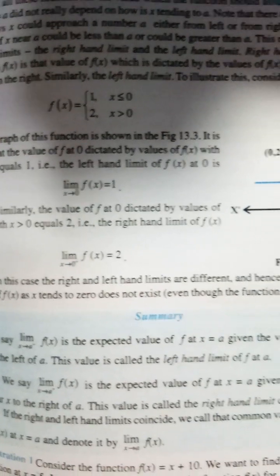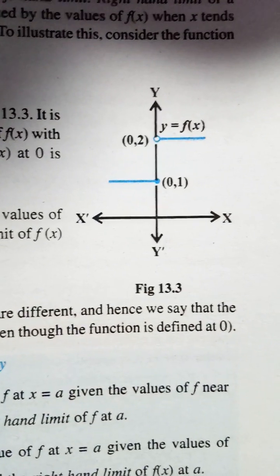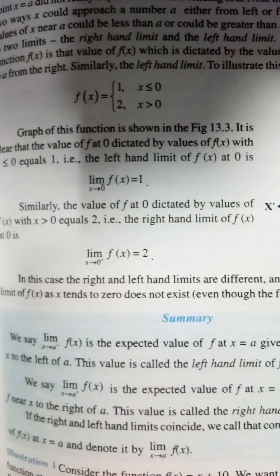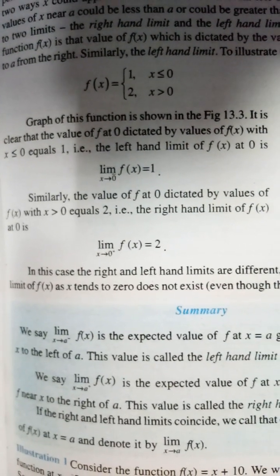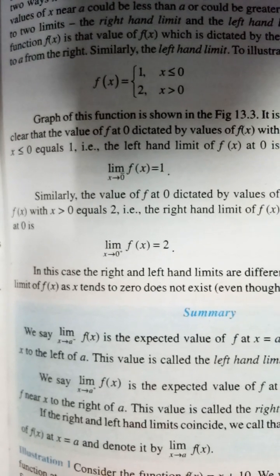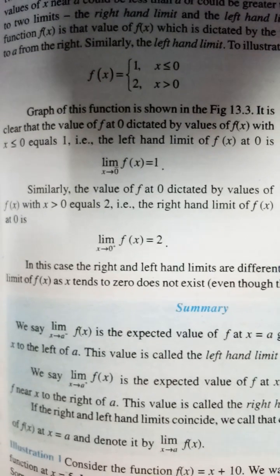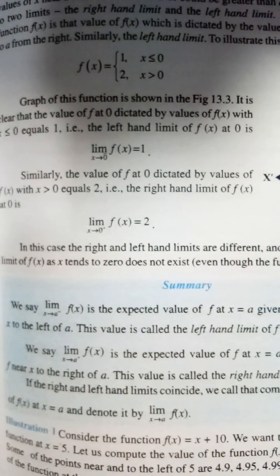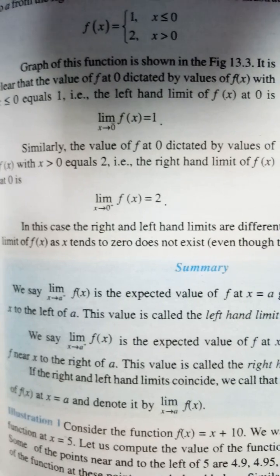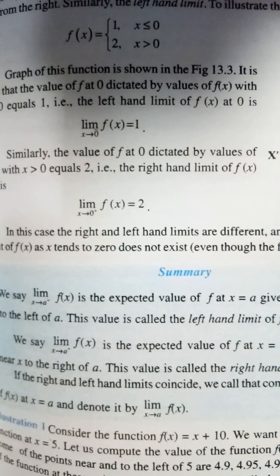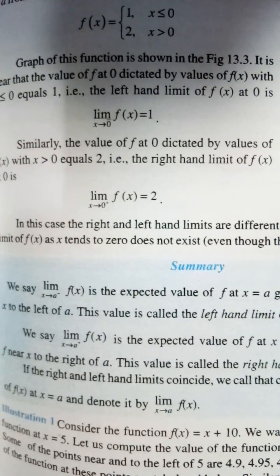To illustrate this, consider the function f(x). Here is the graph of this function, shown in figure 13.3. It is clear that the value of f dictated by the values of x with x less than 0 equals 0, i.e. the left hand limit of f(x) at 0 is 0. Similarly, the value of f(x) dictated by values of x greater than 0 equals 2, i.e. the right hand limit of f(x) at 0 is 2.